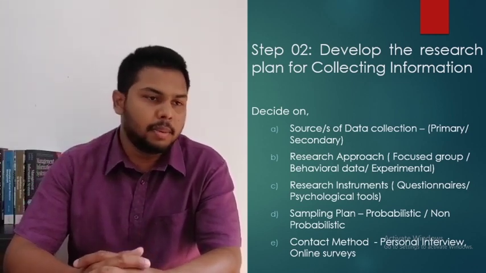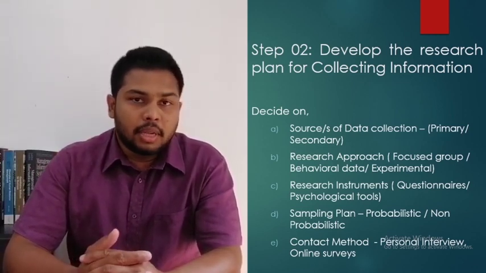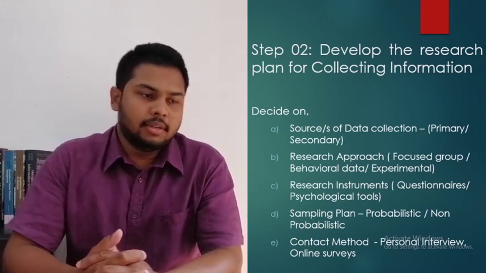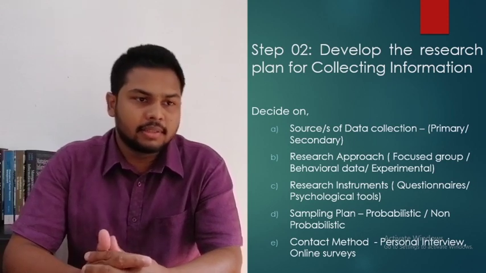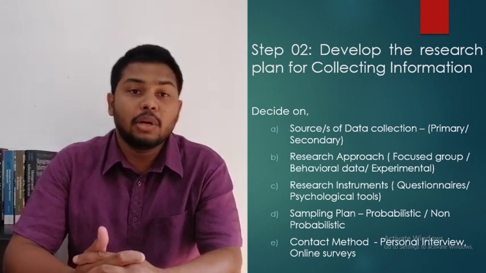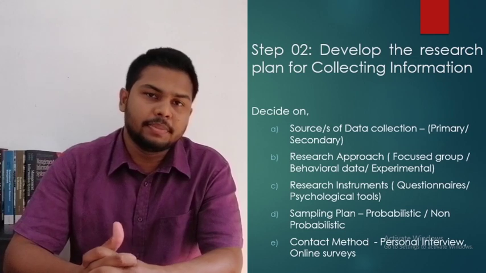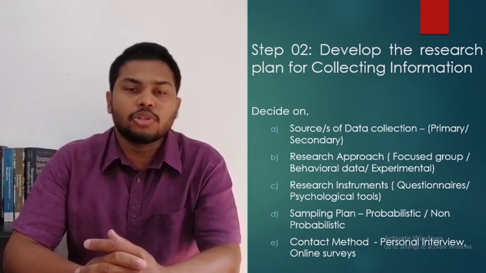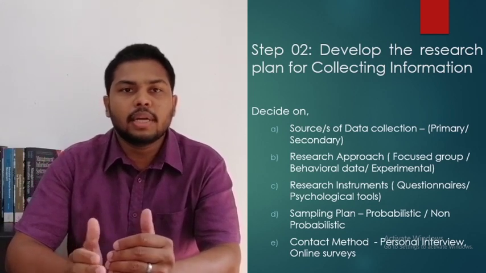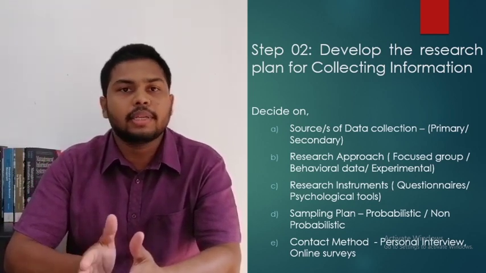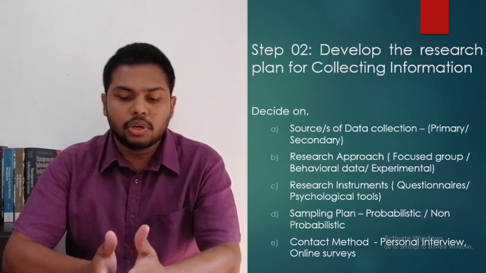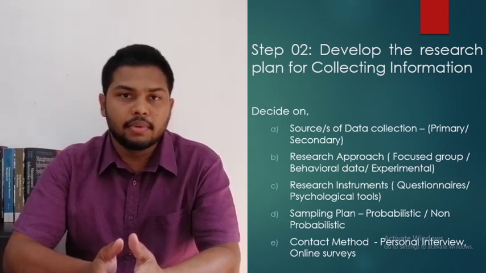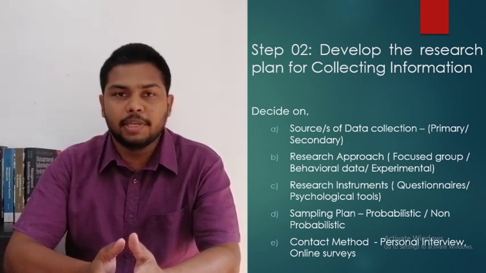First, you must remember you can be a marketing executive, marketing associate, or a marketing manager. But decide on all these aspects, especially whenever you are developing a plan to collect the research information, right? So decide on the source of the information, from where you can collect the data. It can be primary or secondary. Primary in the sense you're going to get some information which is very new, that is from a particular person, right?